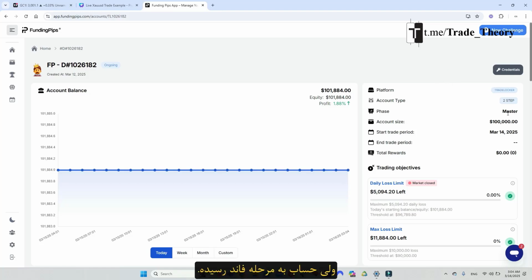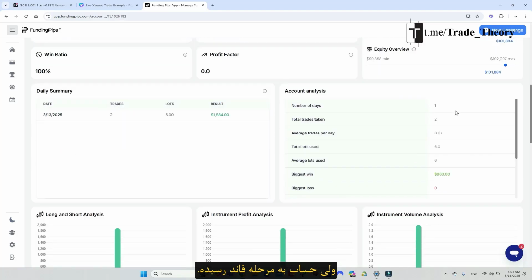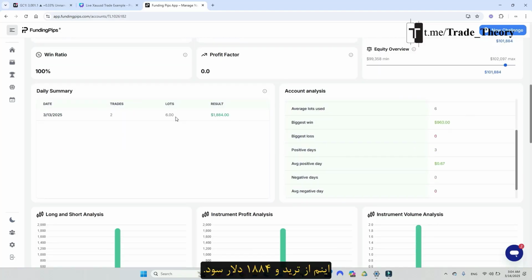So this is the master account, so this is the funded, and pretty much this was the trade right here. You guys are going to see 1884. Now, I did take another trade with Alpha Capital, which is another prop firm I use. I have multiple different prop firm accounts with different prop firms.